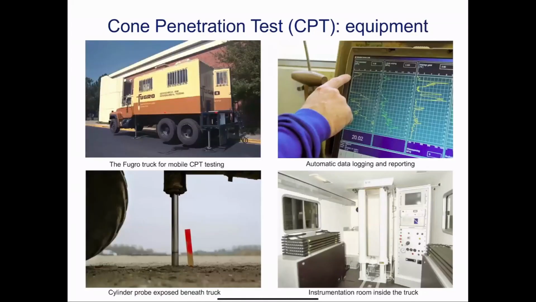To show you some realistic pictures of it, this is a Fugro truck for mobile CPT testing. It can be jacked up, provide a bit of reaction. Inside these trucks is a frame to provide reaction to push this cone in. You don't need a lot often. So this is the truck. It can be stabilized with these stabilizers.